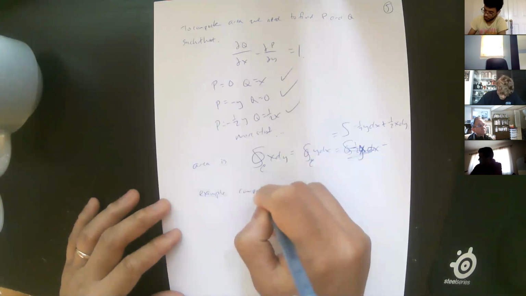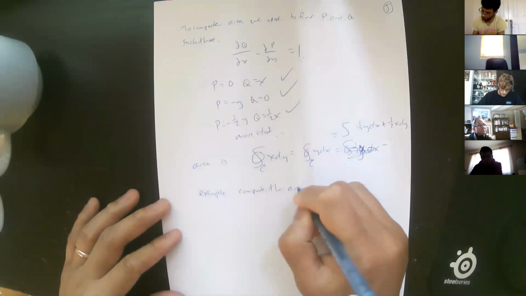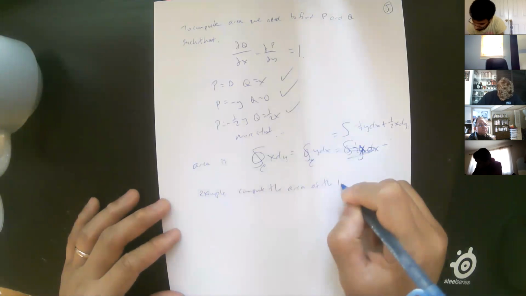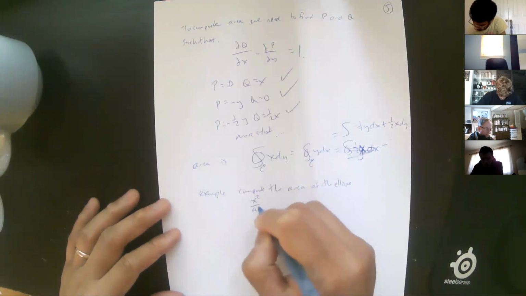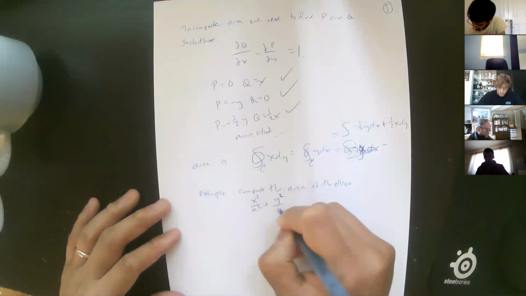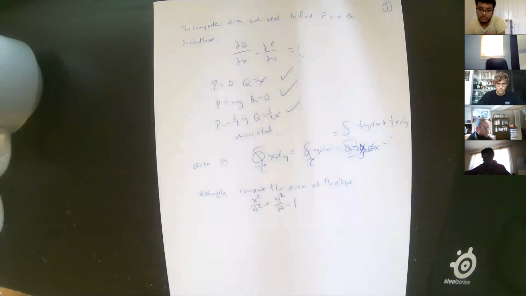Compute the area of the ellipse x squared over a squared plus y squared over b squared equals 1. Okay. Anybody know the area of an ellipse?